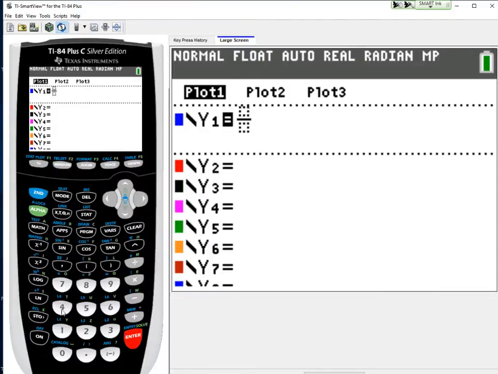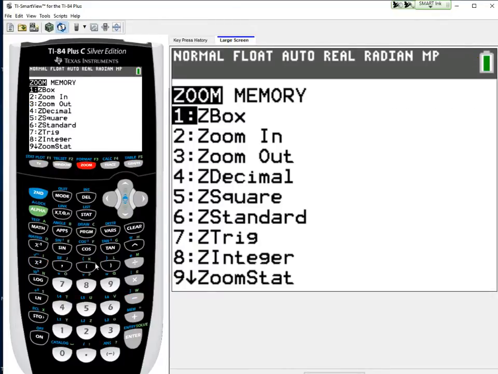What was on top? X minus 1? No, x minus 2. X minus 2 was on top. And on the bottom I had x to the second minus 4. Minus 4. So if I zoom, let me go zoom 6.